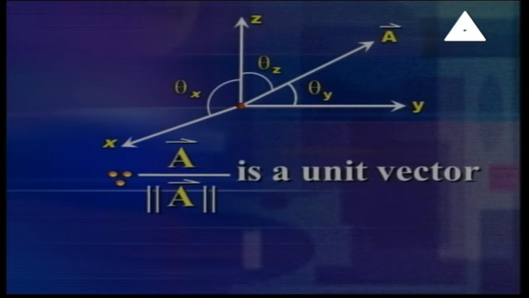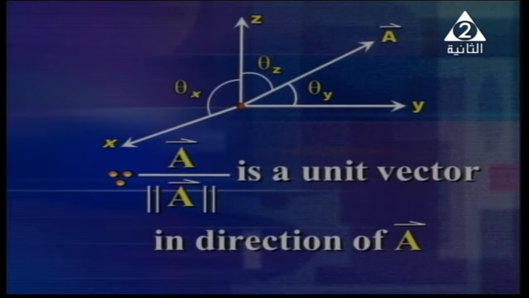This vector A over norm A is a unit vector in space. Norm vector is unit vector. We find the vector divided by its norm. This vector is called the unit vector in direction A. What is the unit vector B in direction B? Vector B over norm B. For any vector, if you want the unit vector in the same direction, we find the vector divided by its norm.